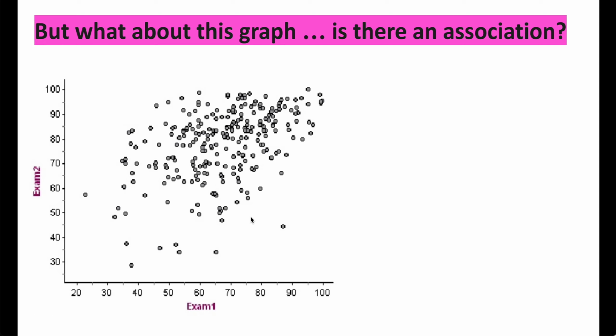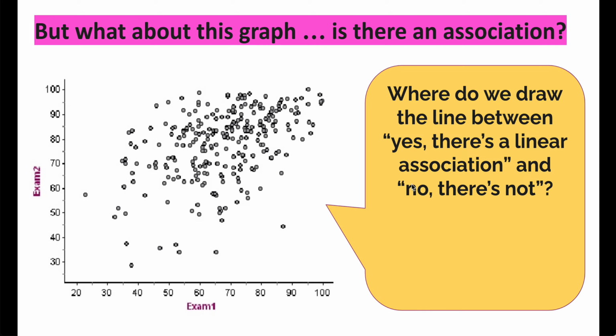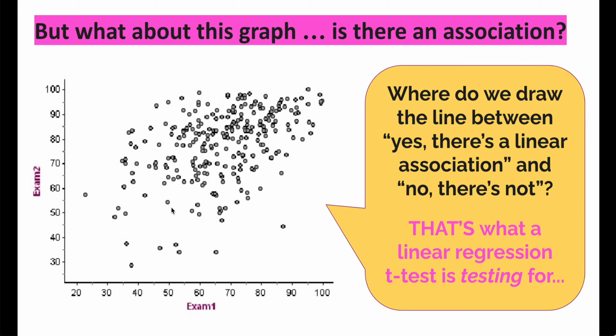So at what point, at what level do we say there's a numerical association, and when do we say there's not? We have the words weak and moderate and strong, but there is a way to actually test where we draw that line. So where do we draw the line between yes and no? That's what our linear regression t-test is testing for.